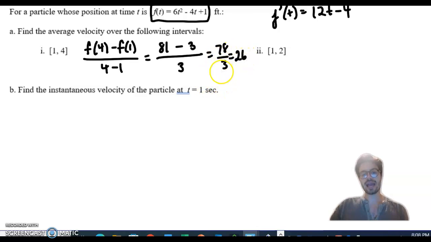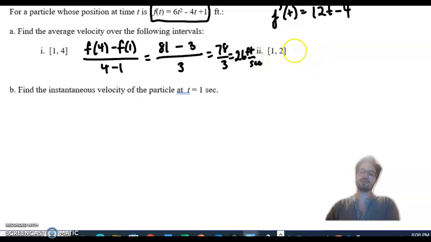So what that means is on average, and let's say this gives me, let's say I'm doing feet and seconds. So it's saying 26 feet per second was how fast I was moving on average, between 1 second and 4 seconds. Since I moved from 3 feet to 81 feet, that was a total of 78 feet, I moved over the course of 3 seconds. On average, I was going 26 feet per second.